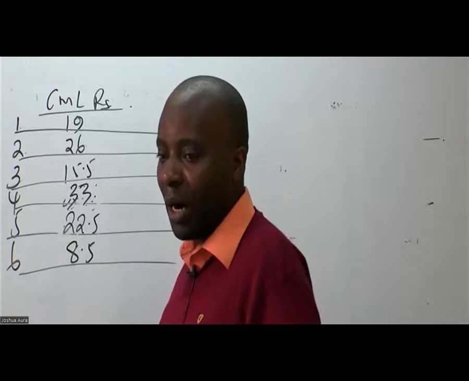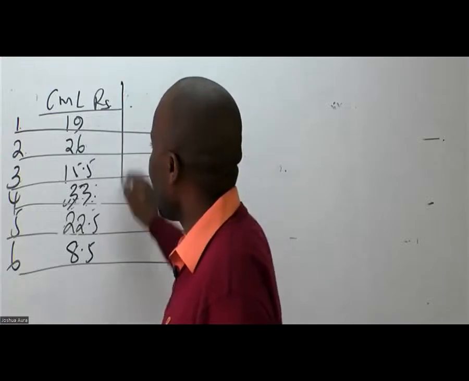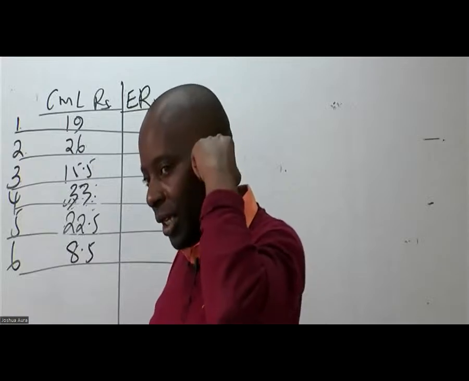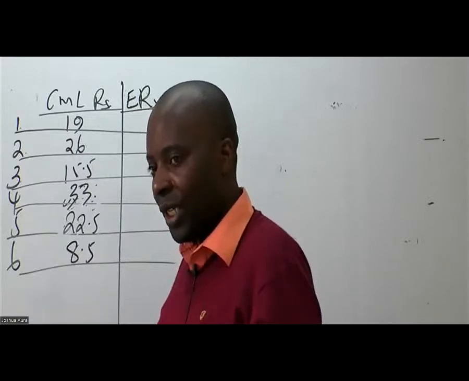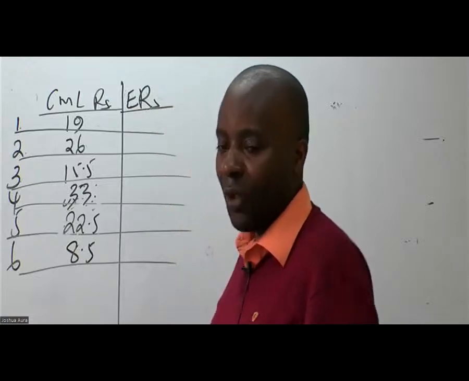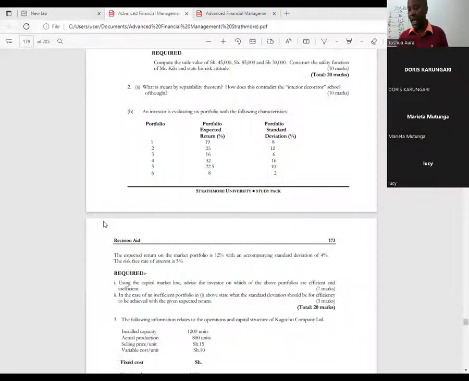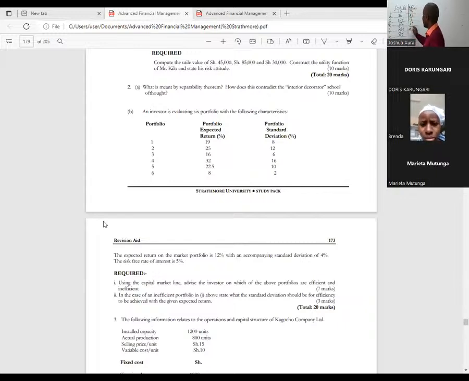I will come and capture my expected returns here, in this column, expected returns of the security portfolio. Are you able to see these expected returns? Yeah, 1925. So we have 1925, 1632, then we have 22.5. And then lastly, we have the 8 there.